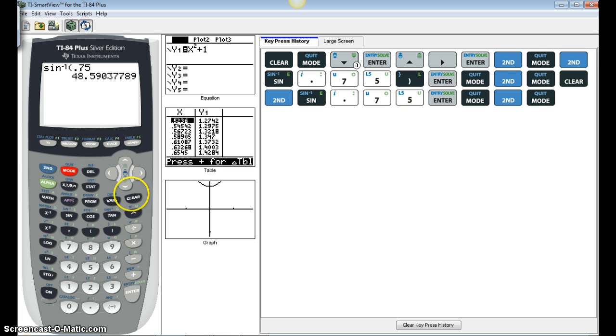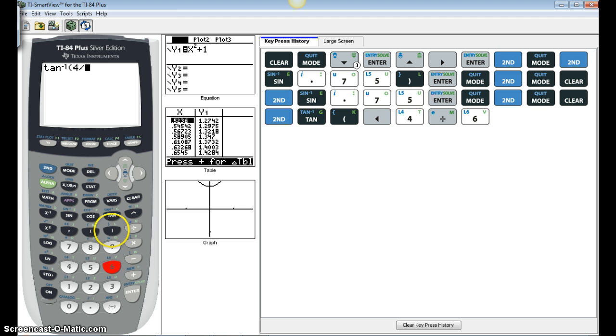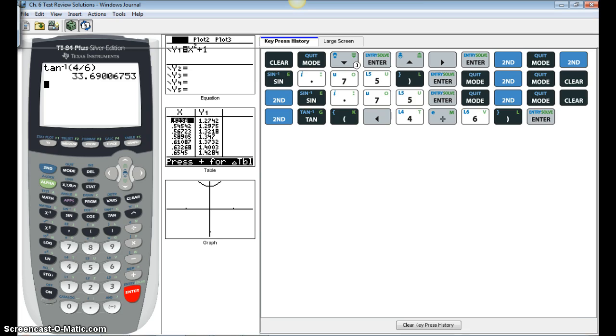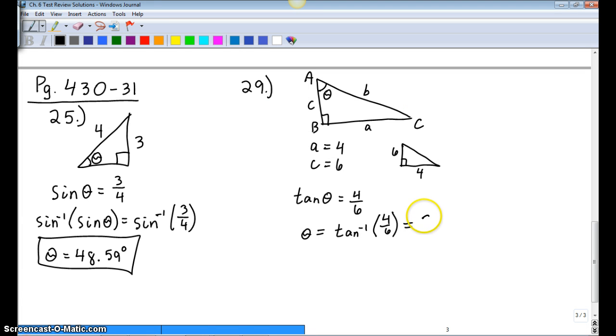So again, degree mode, second tangent. I had already put up the parentheses, so tan inverse of 4/6 is 33.69. So angle A, measure of angle A is 33.69 degrees.